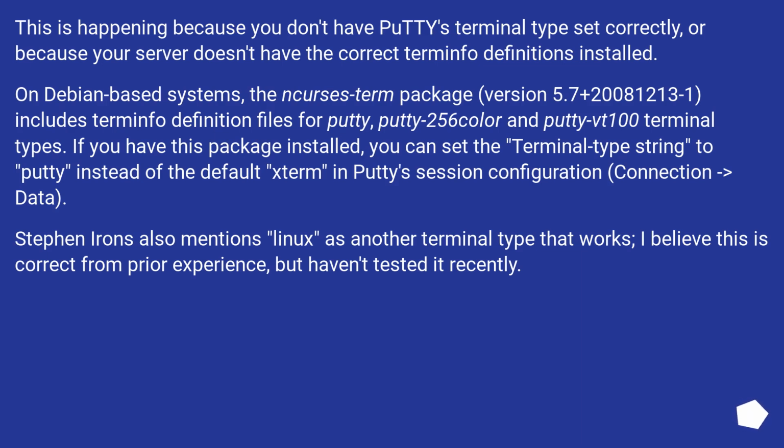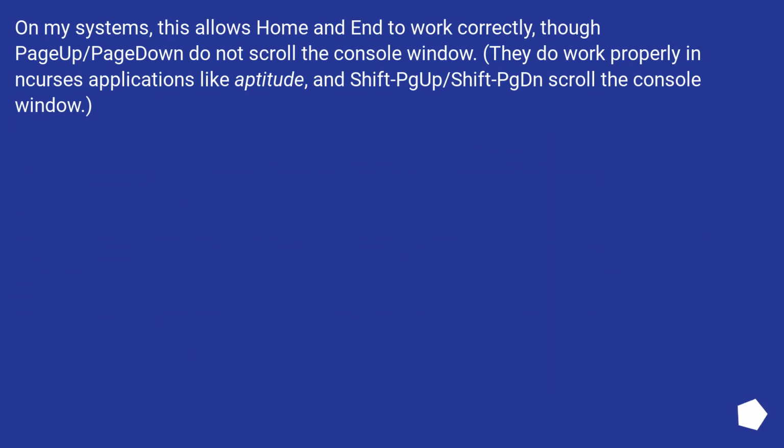Stephen Irons also mentions Linux as another terminal type that works. I believe this is correct from prior experience, but haven't tested it recently. On my systems, this allows Home and End to work correctly, though PgUp/PgDown do not scroll the console window. They do work properly in ncurses applications like aptitude, and Shift+PgUp/Shift+PgDown scroll the console window.